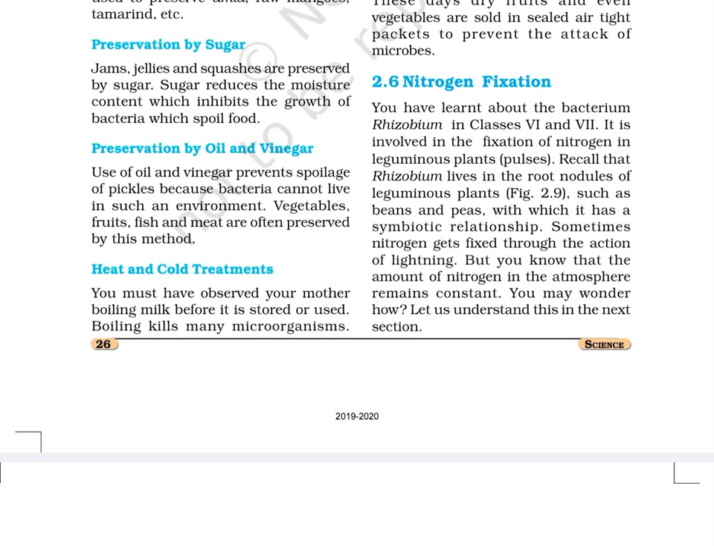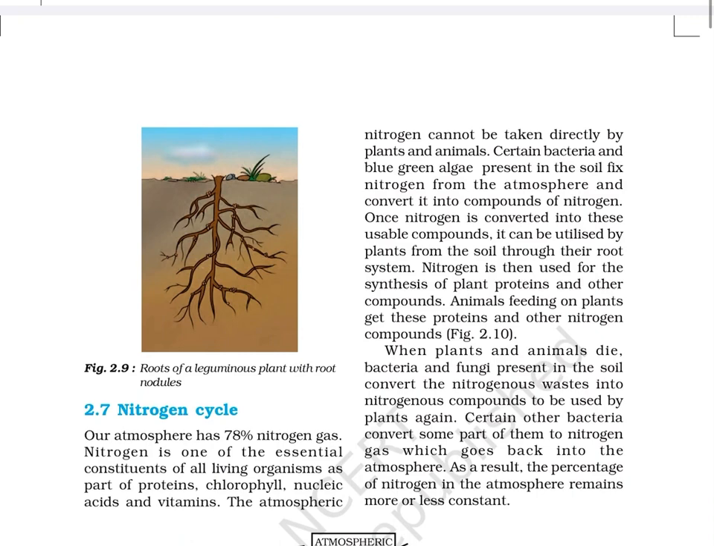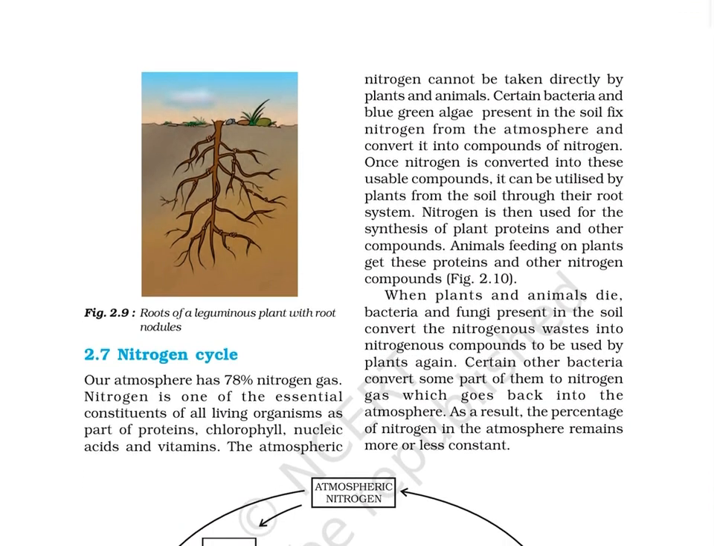Sometimes nitrogen gets fixed through the action of lightning. But you know that the amount of nitrogen in the atmosphere remains constant? You may wonder how. Let us understand this in the next section. Page 27. Figure 2.9 shows roots of a leguminous plant with root nodules.